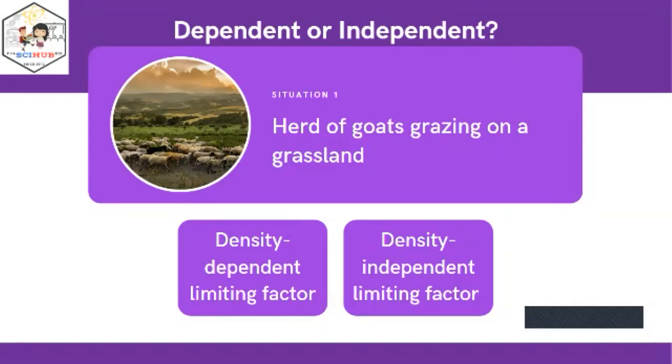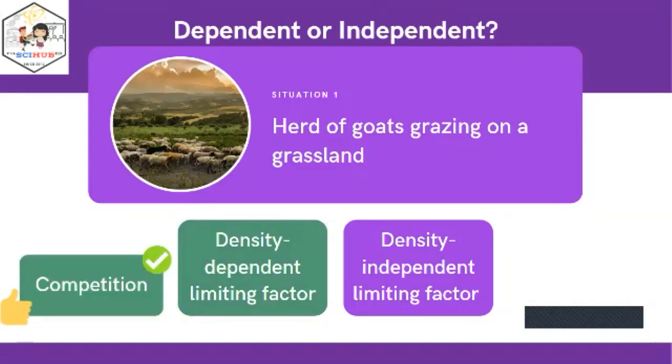So number 1, herd of goats grazing on a grassland. So is it density dependent limiting factor or density independent limiting factor? If your answer is density dependent limiting factor, you're correct. And ang factor na to ay competition. Tama. Sapagkat kapag dumarami na yung goats natin na nag-graze sa isang grassland lang, nagkakaroon sila ng competition. Kasi dumadami na yung populasyon, mas dumadami na din yung demand ng mga hayop or ng goat sa resources.